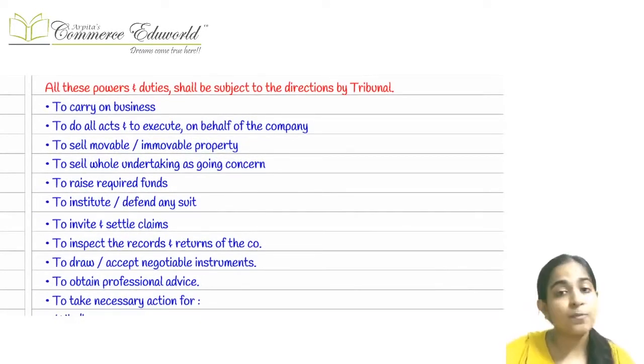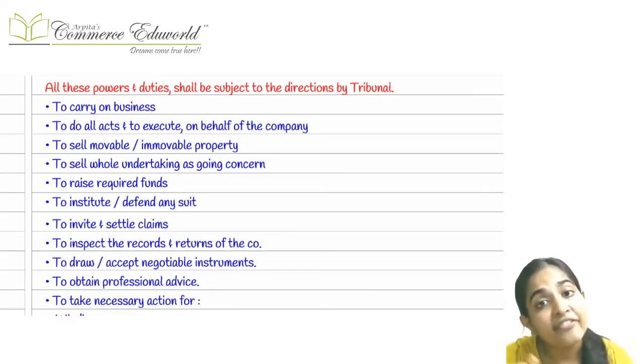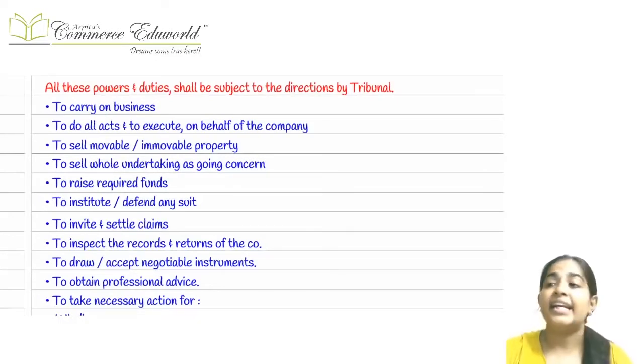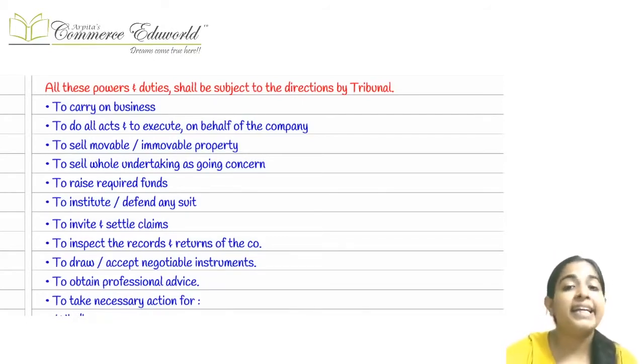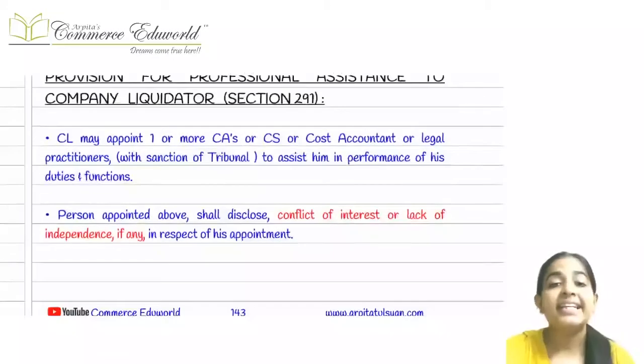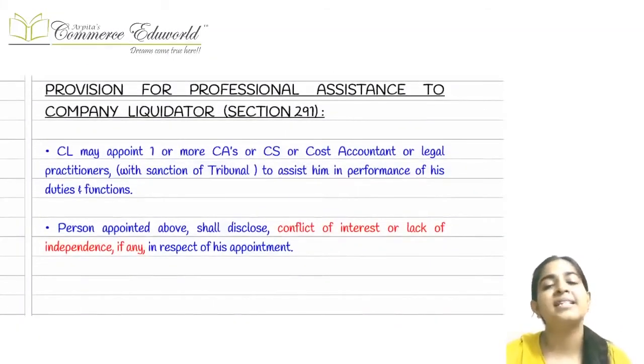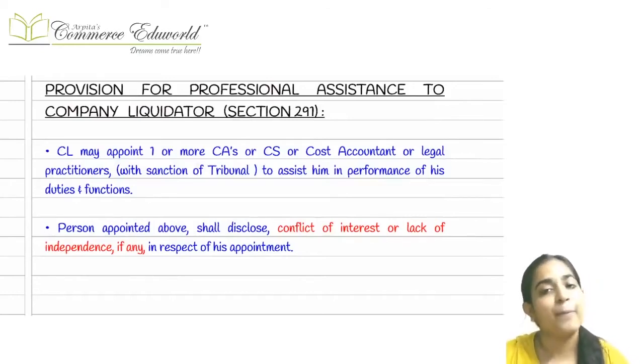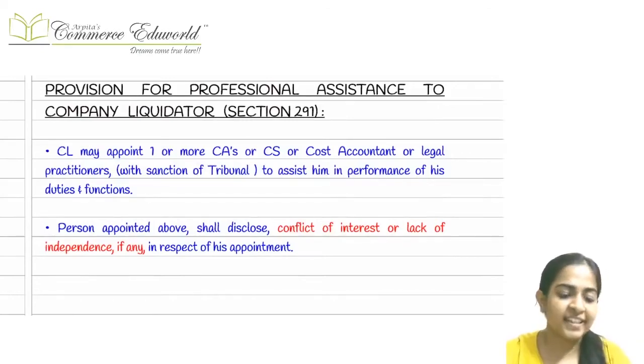If it thinks that it is possible to run the company for a particular period, it can run the affairs of the company. Right? If it thinks that we require professional advice from a valuer, from a chartered accountant, or from a company secretary, it can seek those advices, etc. These are the powers of the company liquidator, which it can exercise, but only after taking the approval from the tribunal. Okay, these are very general answers.